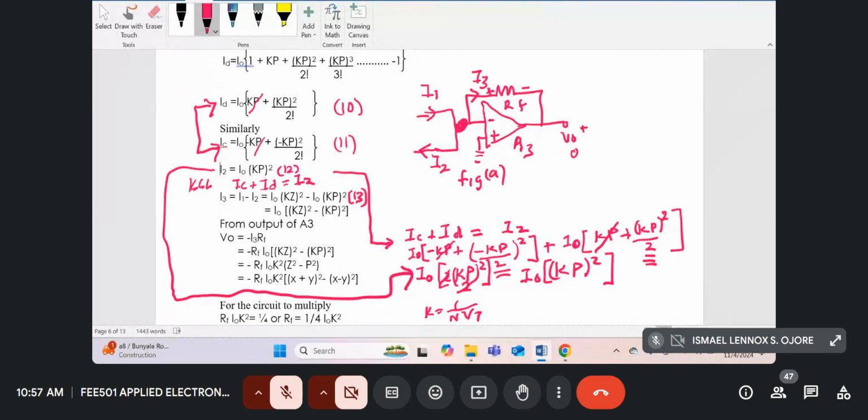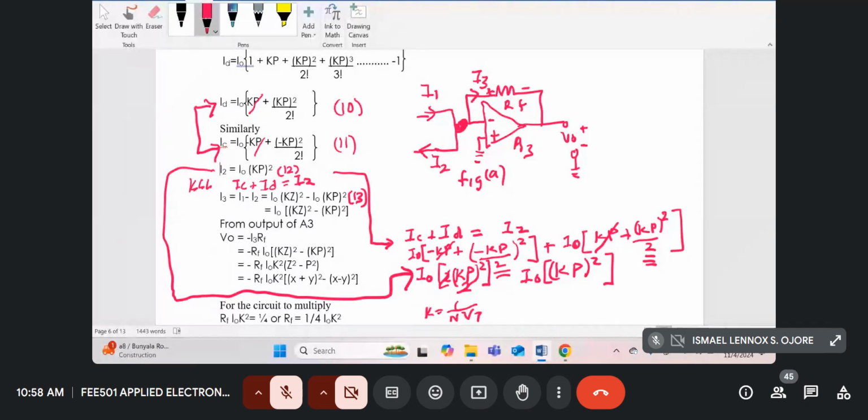So V0 is with respect to the ground. So the minus input of A3 is ground. Sorry, the positive input of A3 is ground. The minus input is virtual ground. So the drop across the feedback resistance, the positive side is pointing towards the ground. The negative side is pointing towards the positive of our V0.